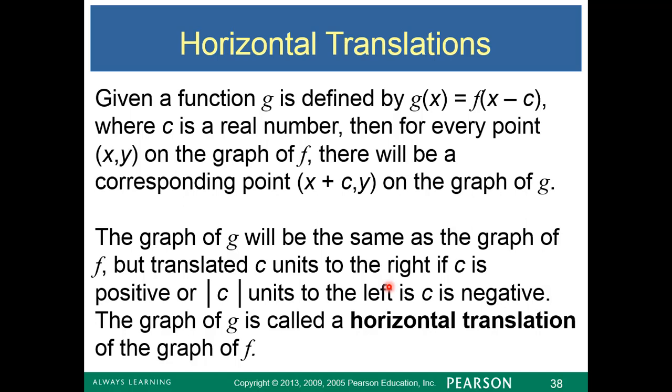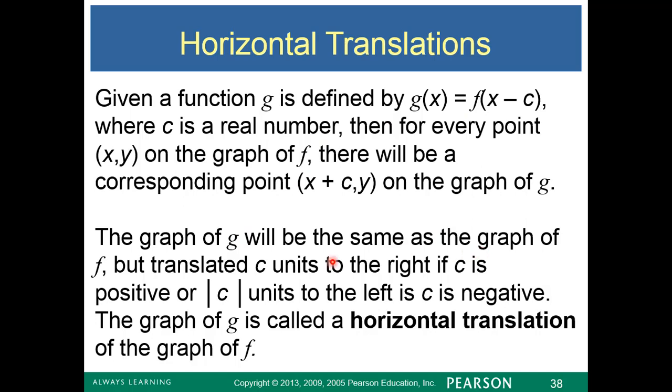It's going to be a horizontal translation to the left. Okay, so if you have a given function g, and it's defined by some other function, f of x minus c, where c again is a real number, for every point on the graph of f, there will be a corresponding point at x plus c, comma y. So it's going to be a translation to the right. Okay, if it's x plus c, then it's going to be a horizontal translation to the left.